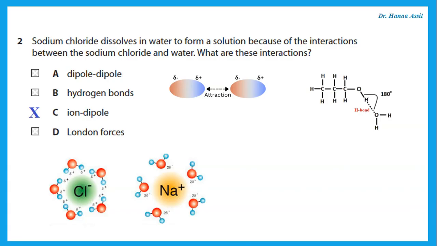What about London forces? What are London forces? London forces are between simple molecular structures, simple molecules that do not have a permanent dipole, but they will have temporary induced dipoles due to the repulsion between the electron clouds of the molecules. So this causes again a slightly positive end and a slightly negative end, and the attraction between these oppositely charged ends is what we call London dispersion forces or van der Waals forces.